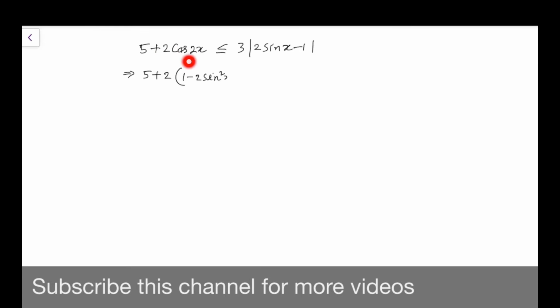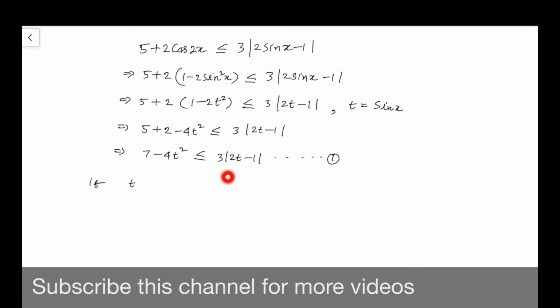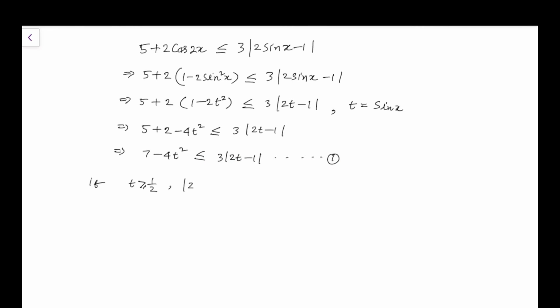We are breaking cos 2x into 1 minus 2 sin square x, because there is also sin x. Now we are simplifying this expression. Basically, we plugged t in place of sin x, right? So now we will simplify the expression so that the left hand side will become this and the right hand side will become this. Ultimately it becomes 7 minus 4t square is less than 3 mod 2t minus 1. So let's say this is equation 1.